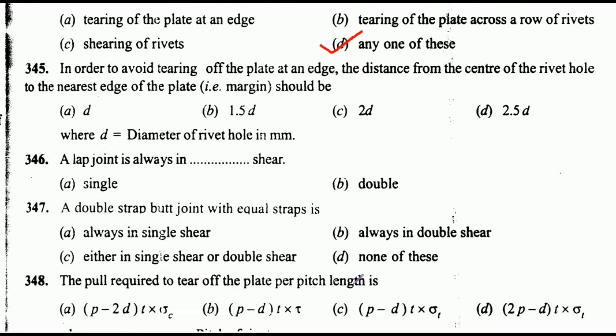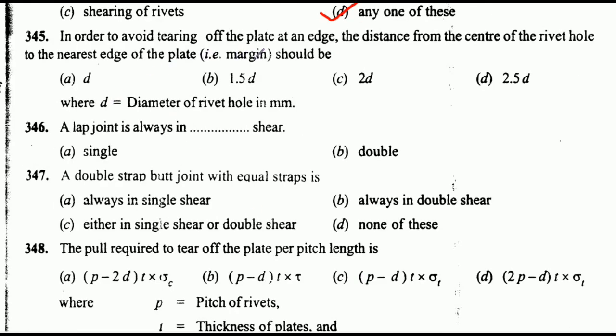Next is, in order to avoid tearing of the plate at an edge, the distance from the center of the rivet hole to the nearest edge of the plate, that is margin, should be, here friends these are the options, and here small d is equal to diameter of rivet hole in mm, and here correct answer is option B, that is 1.5 into d.